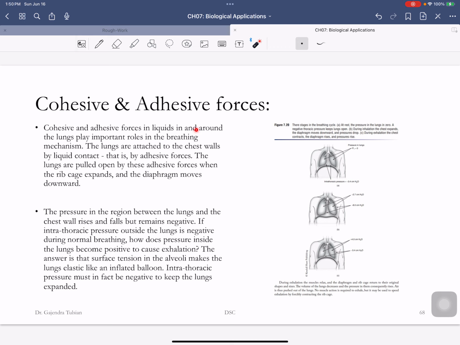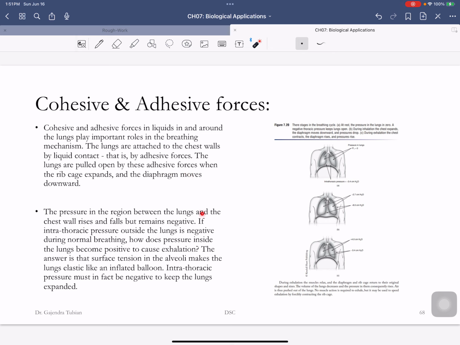Cohesive and adhesive forces in and around the lungs play important roles in the breathing mechanism. The lungs are attached to the chest wall by liquid contact, that is, by adhesive forces. The lungs are pulled open by these adhesive forces when the rib cage expands and the diaphragm moves downward.